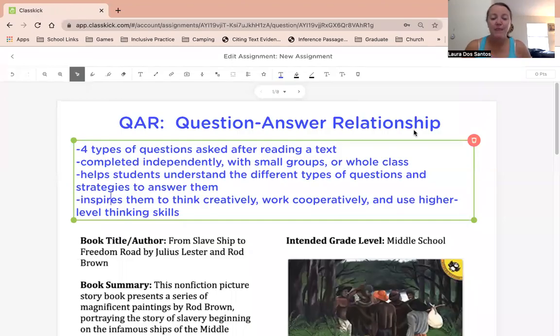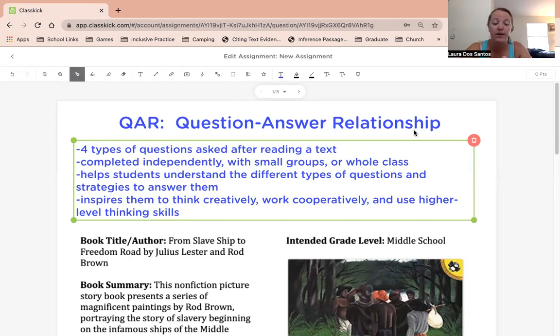Hello. Today I'm going to be reviewing the QAR strategy, also known as question-answer relationship. In this strategy, there are four types of questions that are asked after reading a text. They can be completed independently, with small groups, or in whole class instruction. By engaging in the QAR strategy, this will help students understand the different types of questions and strategies to answer them. It inspires them to think creatively, work cooperatively, and use higher level thinking skills.